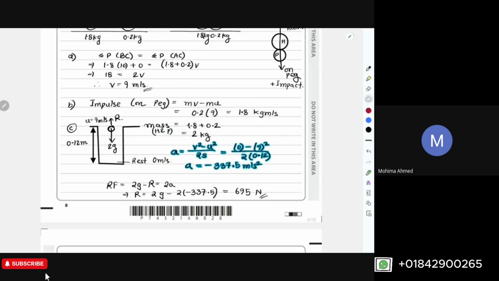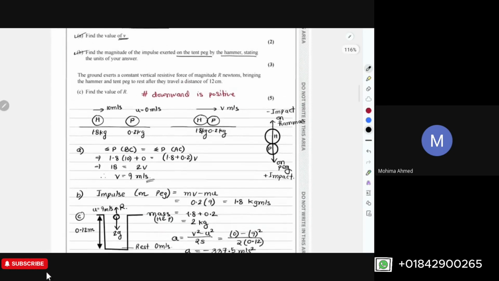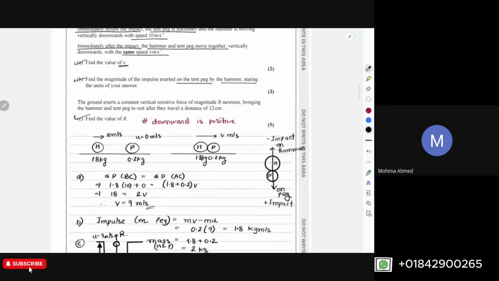Any question from this part? No, teacher. Okay, then this is it for your resultant force. That's it for your part A also, right? We have completed part ABC, question 3 is done.